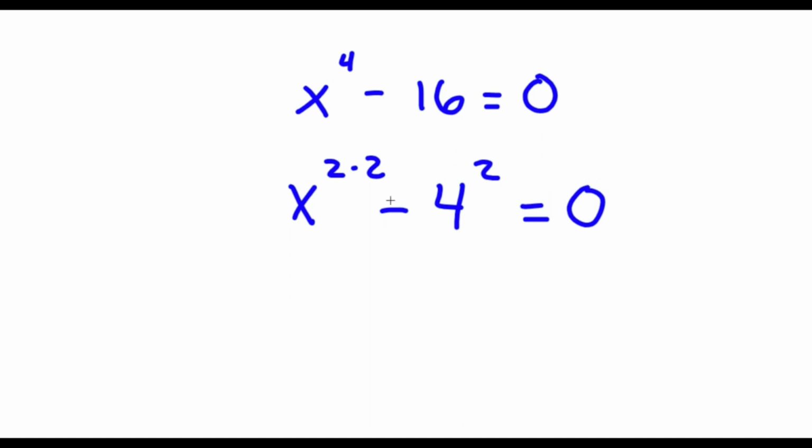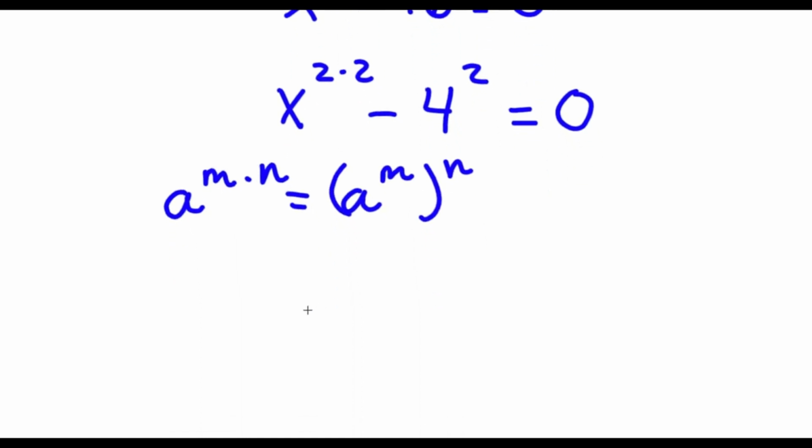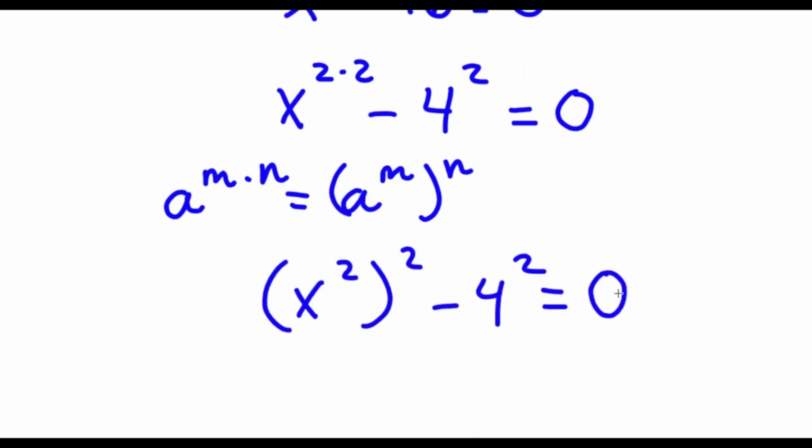So now, if I have something in the form a to the power of m times n, this is equal to a to the power of m to the power of n. So x to the power of 2 times 2, I'm going to write as x to the power of 2 to the power of 2. Now I have this minus 4 to the power of 2 is equal to 0.